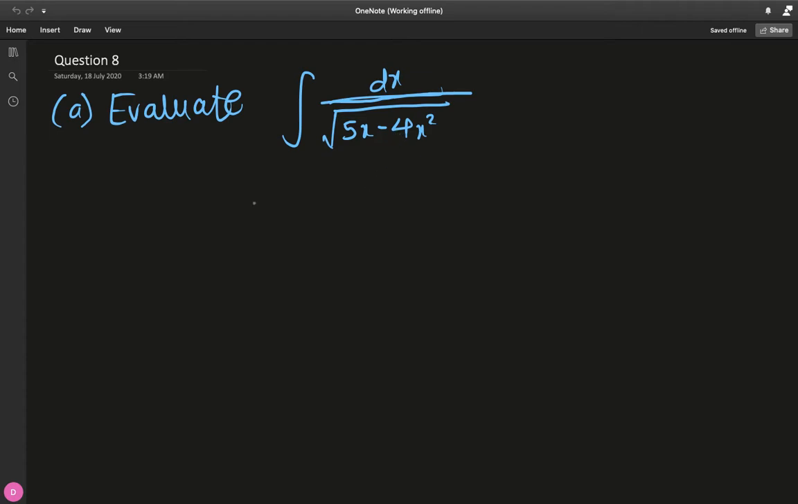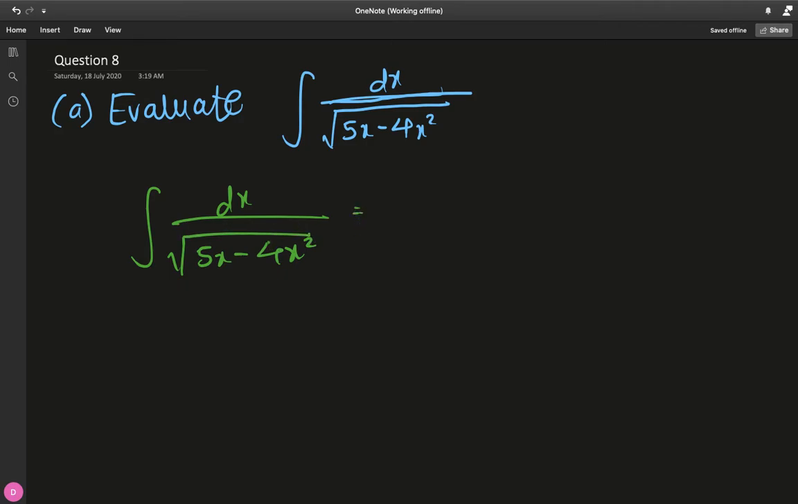Okay, so this integral is 1 over square root of quadratic, and the dominant term, or basically the coefficient of x squared, has a negative 4 on it, and we don't like that because the coefficient of x squared should be 1 in an ideal case. So what I'm going to do is I'm just going to write this as it is.